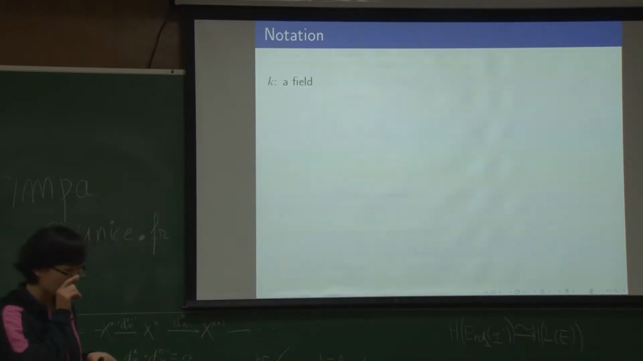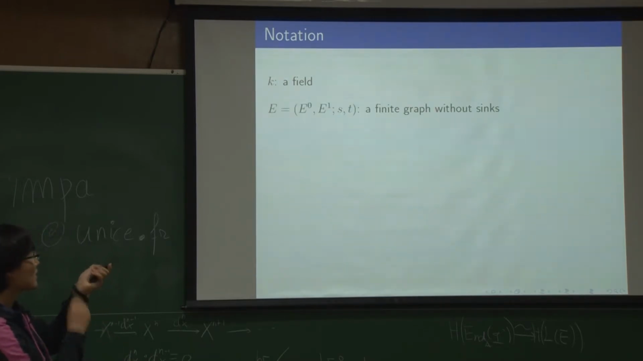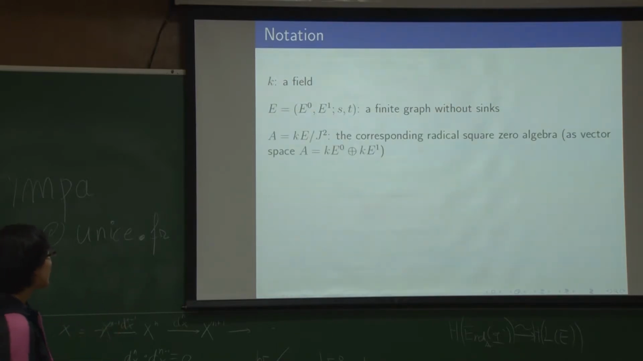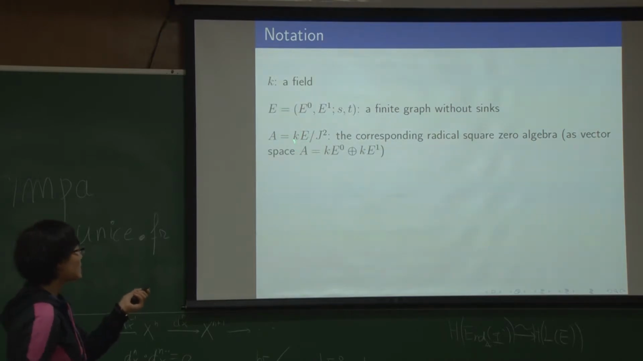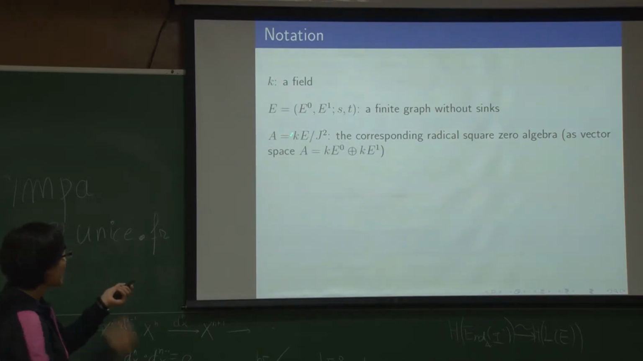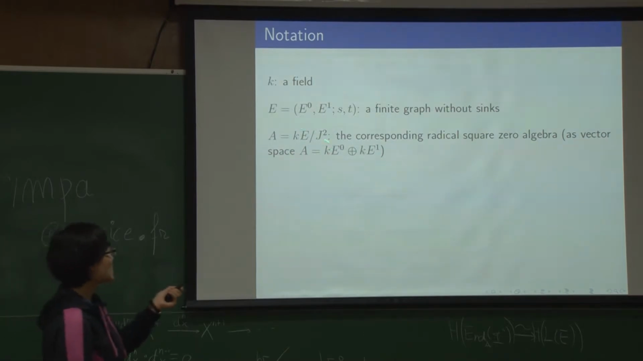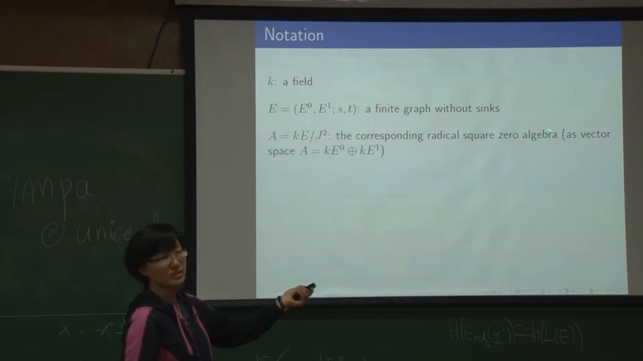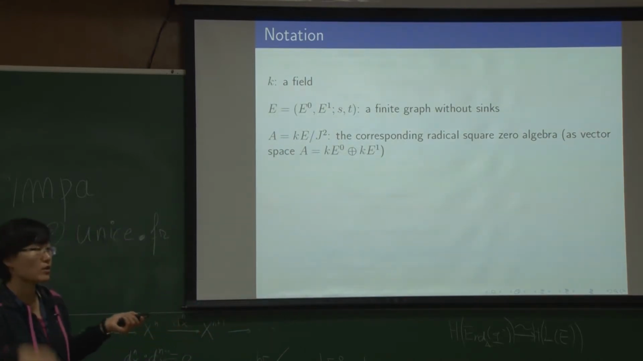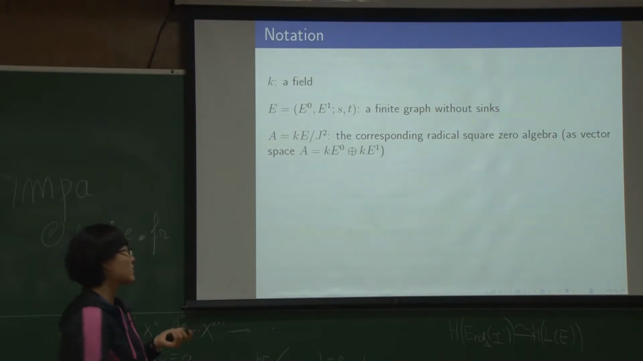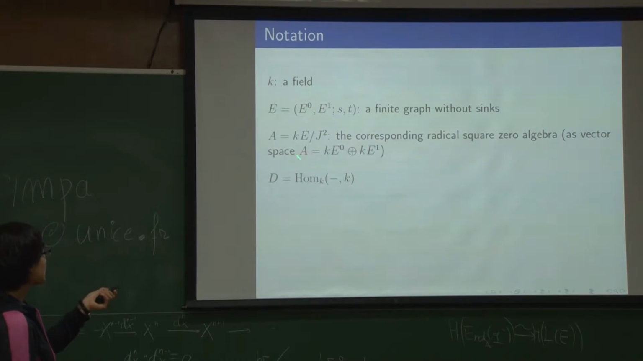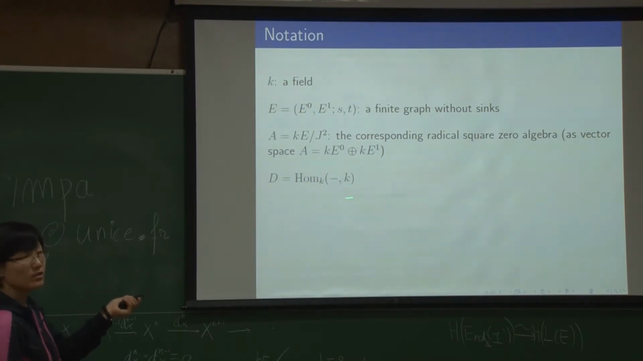So here, in our case, we will consider K to be any field, and we consider just finite graphs without sinks. We consider this algebra, the quotient of the path algebra where all paths of length 2 are 0. So it's called radical square zero, because the square of the Jacobson radical is 0. We denote by D the standard K-duality.